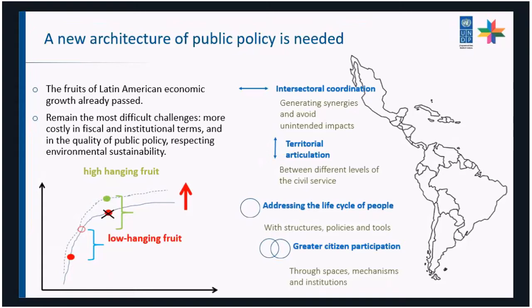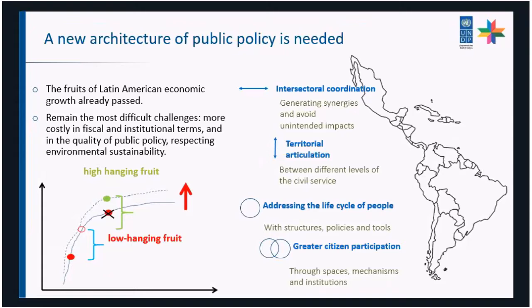First is much more intersectoral coordination, meaning ministries of education, of housing, of infrastructure, of health, focusing on parts of the territory or groups of the population in a way that is harmonious, that focuses on intersectoral impact. Second, much more territorial articulation between national governments and parishes or municipal governments at the local level.